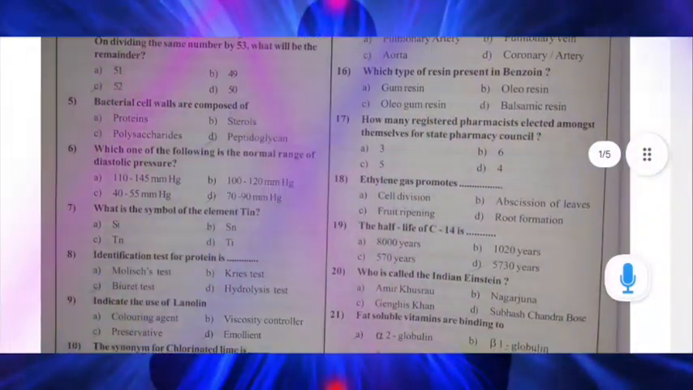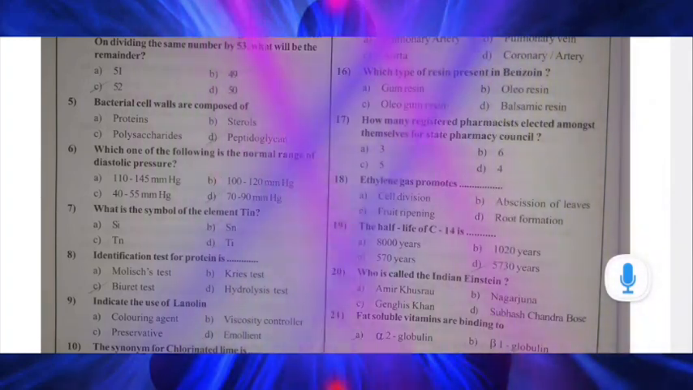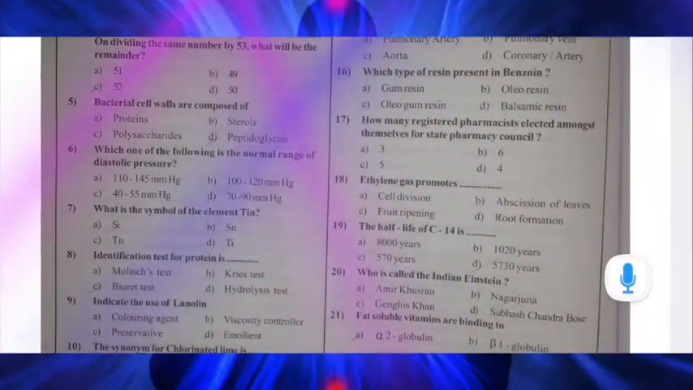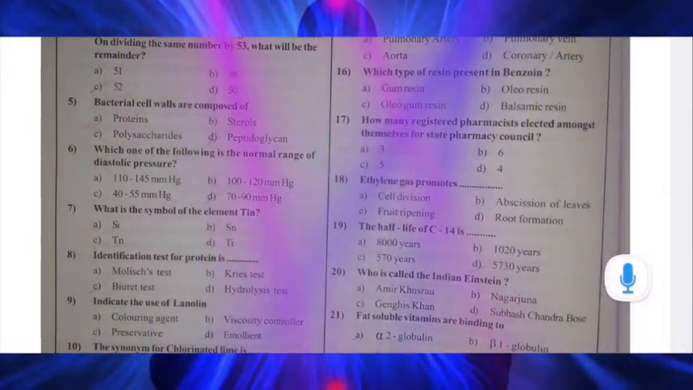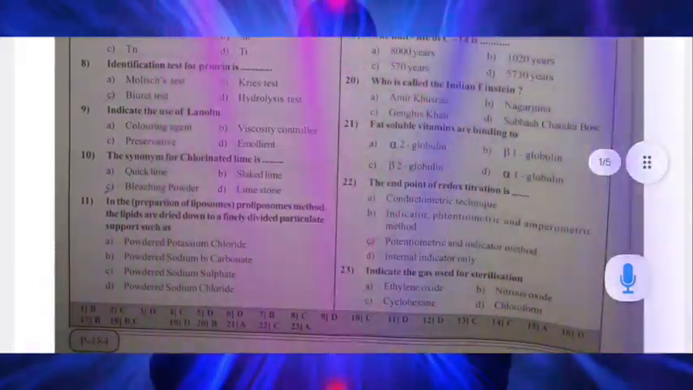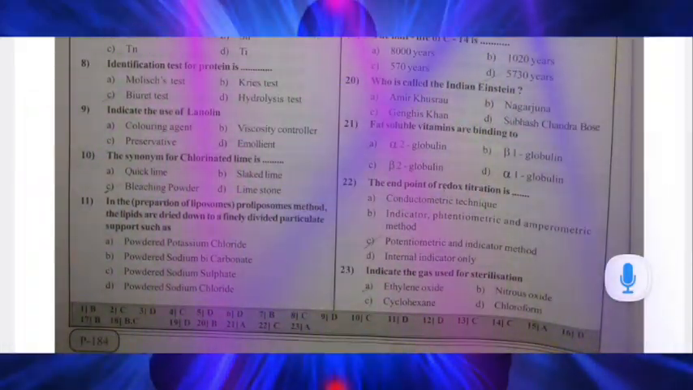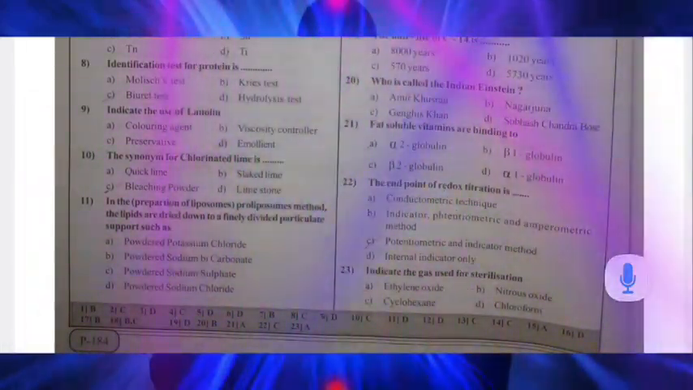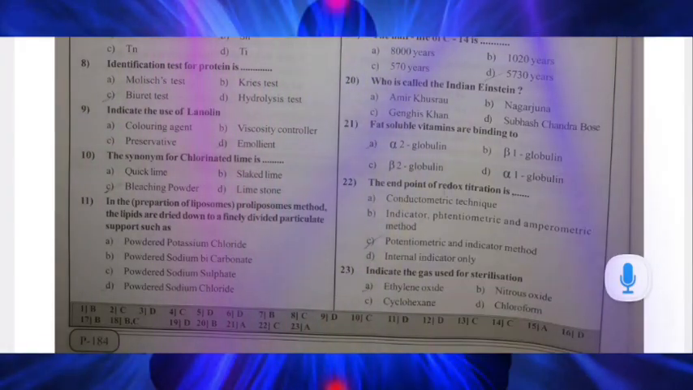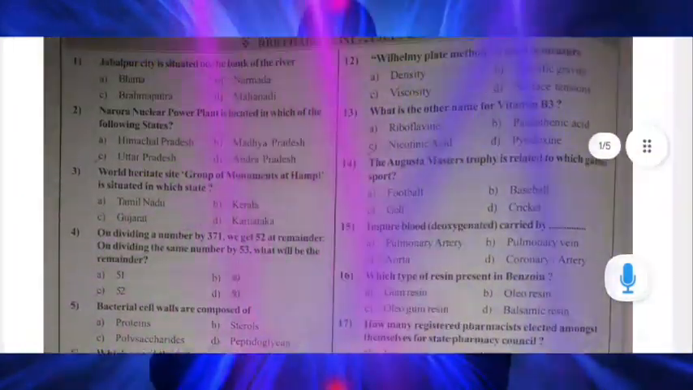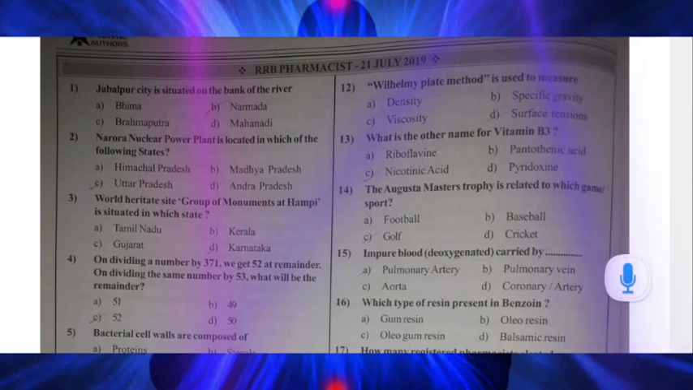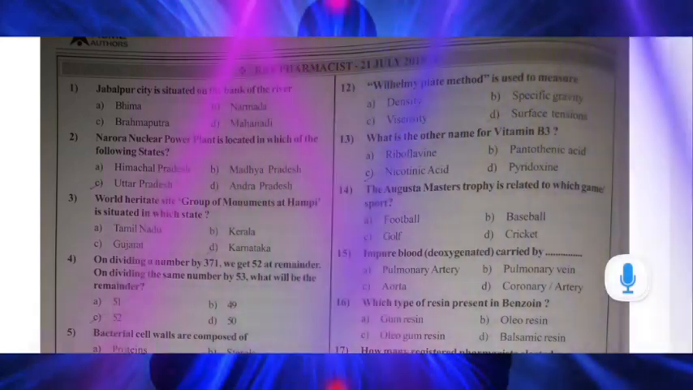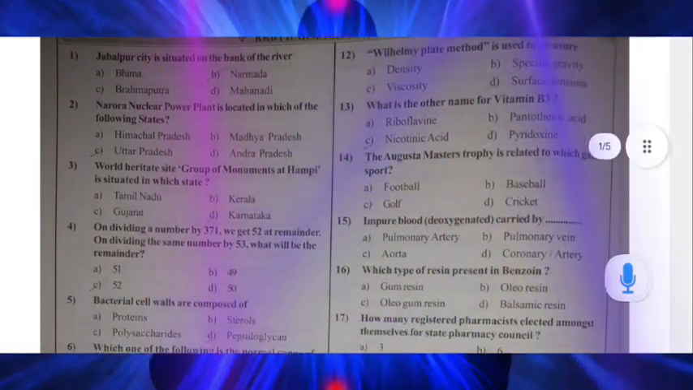What is the symbol of element tin? Sn. Identification test for protein is Biuret test. Indicate the use of lanolin. Emollient. The synonym for chlorinated lime is bleaching powder. In the proliposome method, the lipids are dried down onto a finely divided particulate support such as powdered sodium chloride. Wilhelmy plate method is used to measure surface tension.